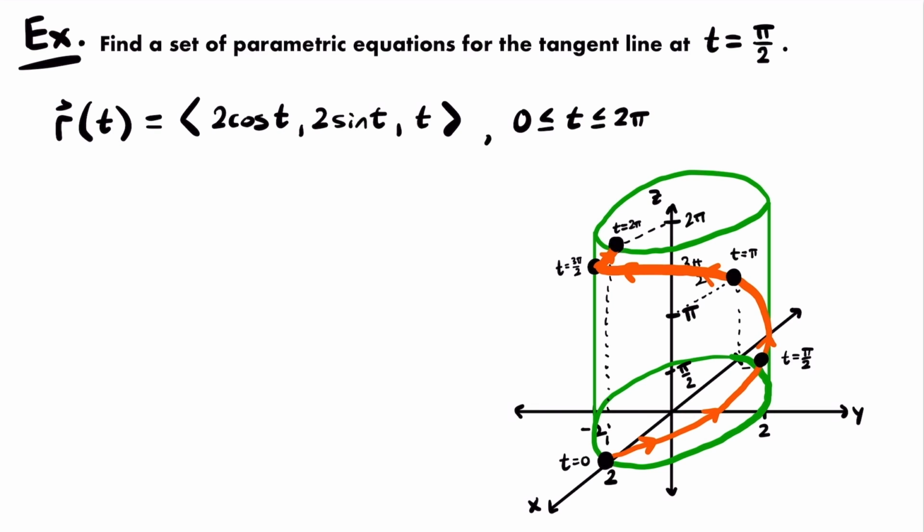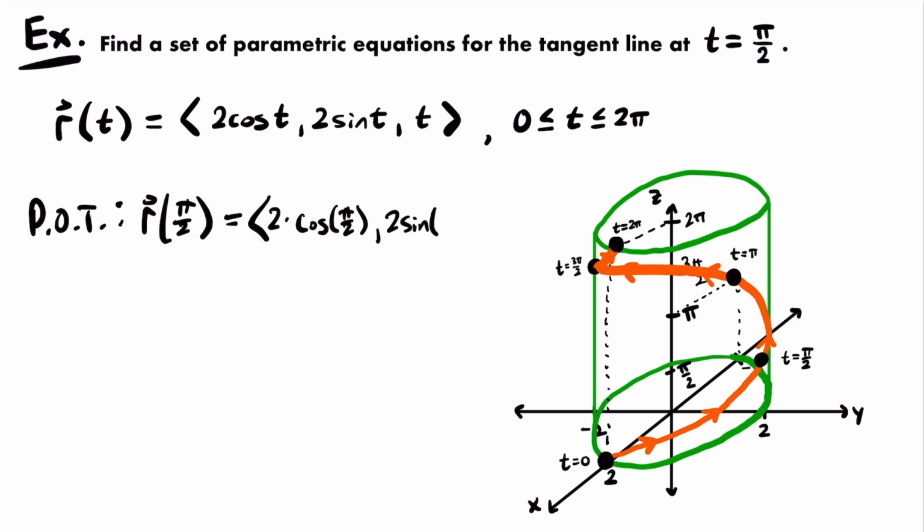And so to do that, remember we have to find two things. We need a point of tangency, and we need a tangent vector at that point of tangency. So let's start with the point of tangency. To find that, we just have to plug this value of t into our vector function. So for the point of tangency, we'll have r of pi divided by 2, which will give us 2 times cosine of pi divided by 2, 2 times sine of pi divided by 2, and then just pi divided by 2 for the z component.